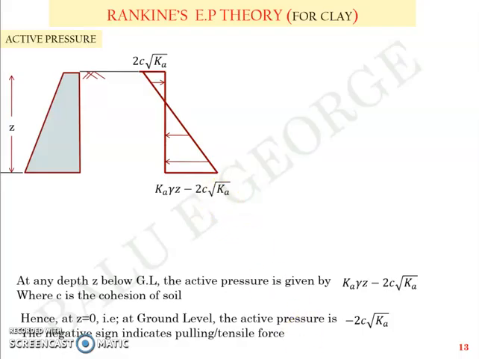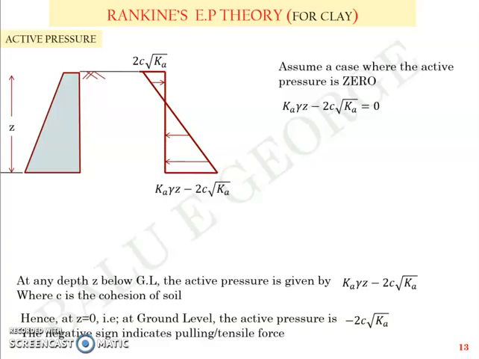Now, assume a case where you have the active pressure as 0, which means Ka gamma Z minus 2c root Ka is equal to 0. That is nothing but this point, right? The point where the negative sign changes to the positive sign. It's quite similar to the point of contraflexure that you've studied in the bending moment distribution of the beams. Now, when you solve this equation, Ka gamma Z is equal to 2c root Ka, or Z will be equal to 2c by gamma root Ka.